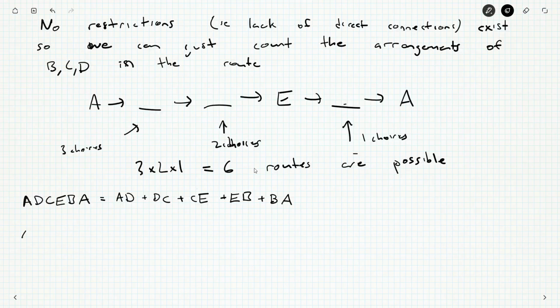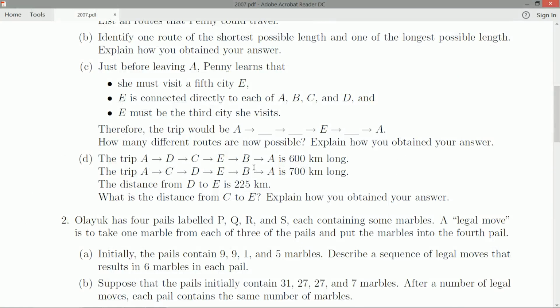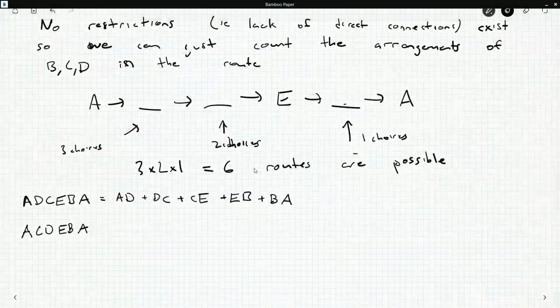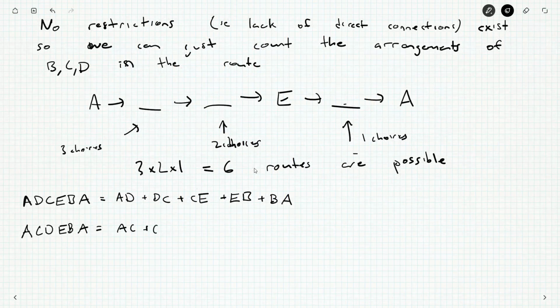And the other one is A, C, D, E, B, A, yeah. Okay, and that's A to C, plus C to D, plus D to E. That's one I've just been told. Plus E to B, I don't know that one. And then B to A.